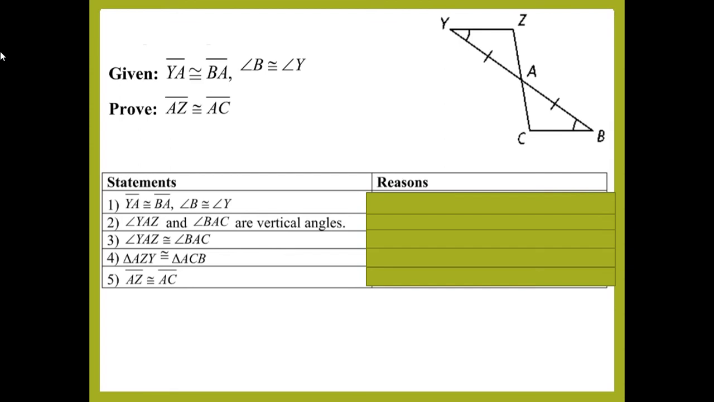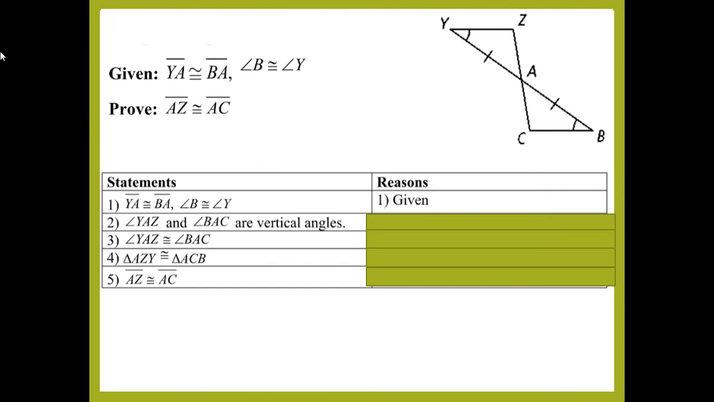So we're given this set of information and our two triangles in this diagram, and it's wanting us to prove that side AZ is congruent to side AC. So first, let's start with what we're given. On the left side, we have our statements, and on the right, we're going to have our reasons. So we're given that side YA is congruent to side BA. We were also given that angle B is congruent to angle Y.